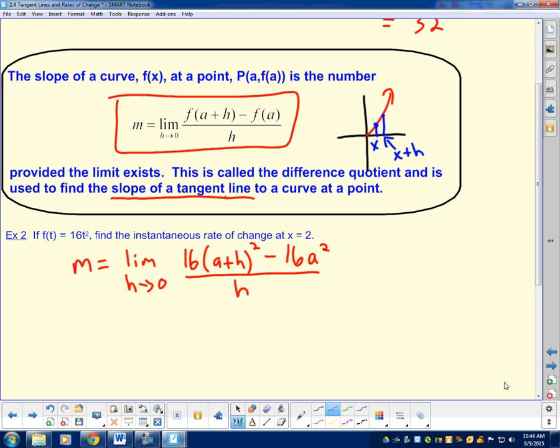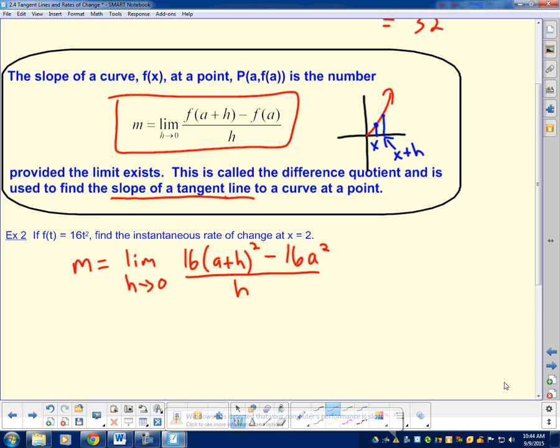Unfortunately, you're only going to have to do this a few more times, and then we'll leave this behind, and I'll give you some shortcuts called the derivative, okay? So bear with me here. But you need to understand this limit definition of the derivative. That's what this is, really. This is the definition of the derivative. And then we'll learn some shortcuts.